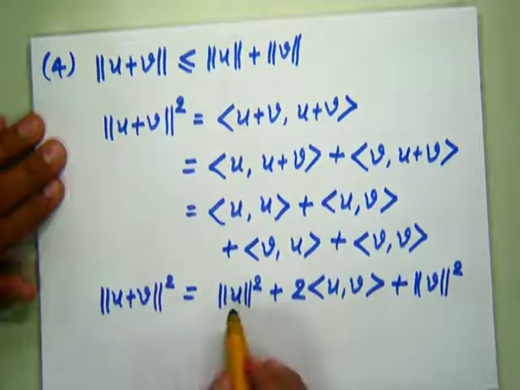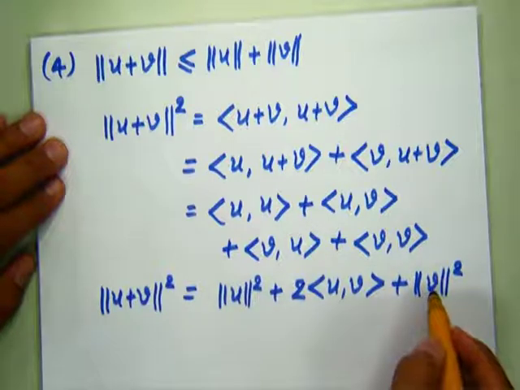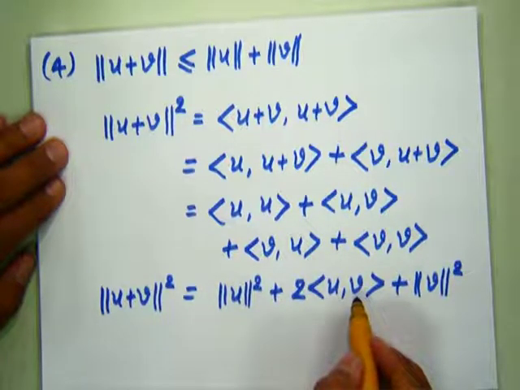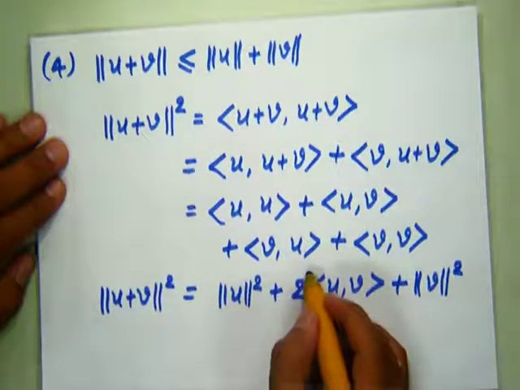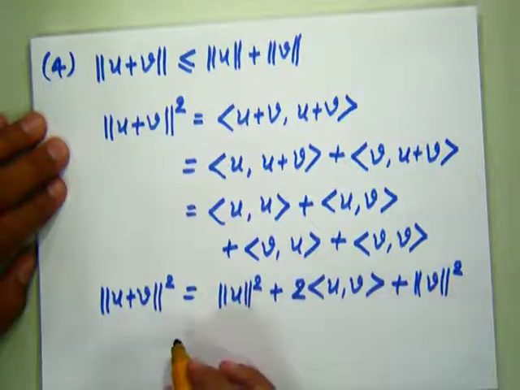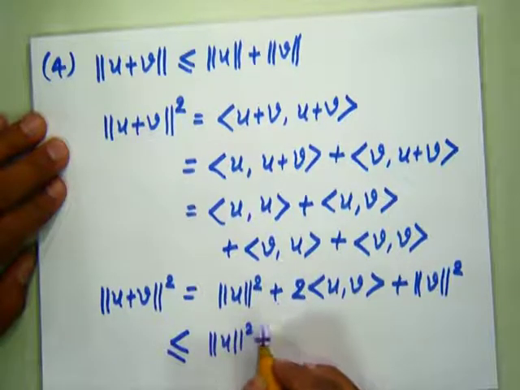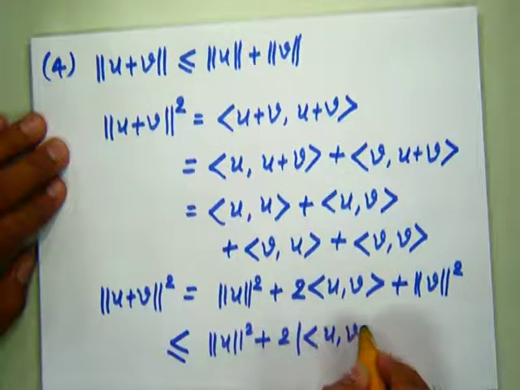Now, as we know that norm of u square is always positive, norm of v square is always positive, but inner product of uv may or may not be positive. But if I put here modulus in inner product of uv, then right hand side becomes larger. So we can write this as less than or equal to, it is inner product of uv.